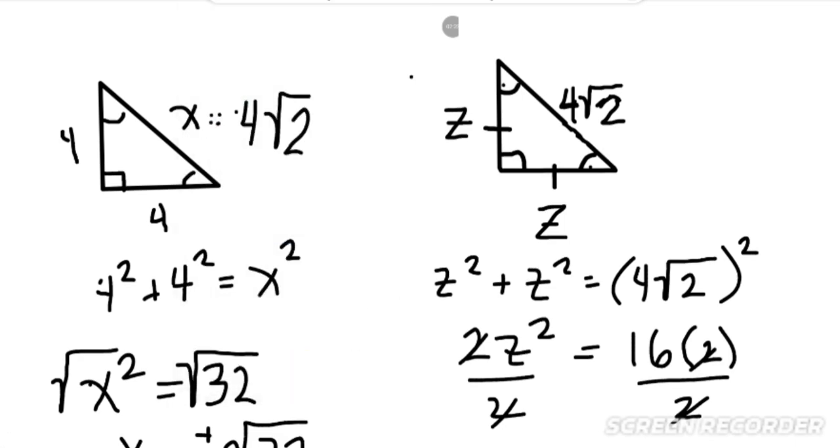So that's 2 ways of proving that with the 45, 45, 90 special right triangle, the hypotenuse is always a square root of 2 times longer than each leg.